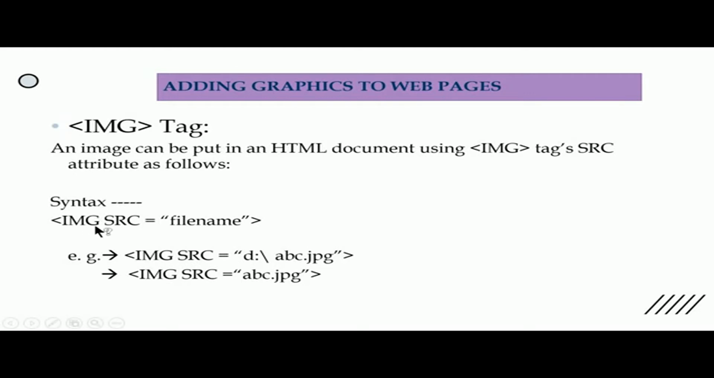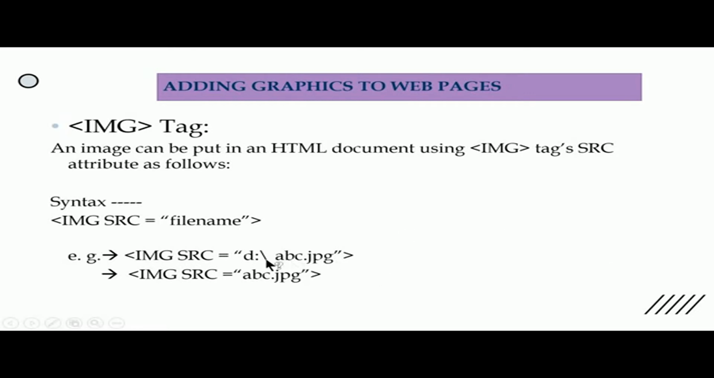Image tag, then we have the attribute SRC. SRC will take the URL of the image. URL indicates uniform resource locator, that is nothing but the path of the image file. Then comes equal to, then within the double quotes we have to provide the file name.